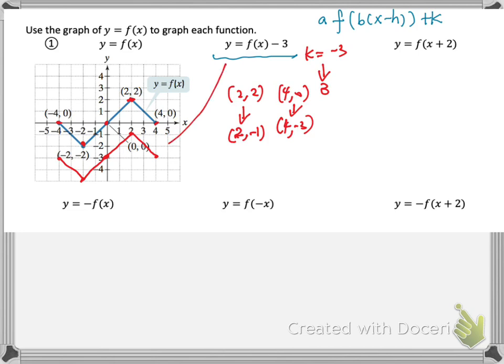Okay, for that question, move down 3 units, right? Move down 3 units. So these special points, turning points and endpoints, are the important points. You figure out where all those points go, and you've got the answer.